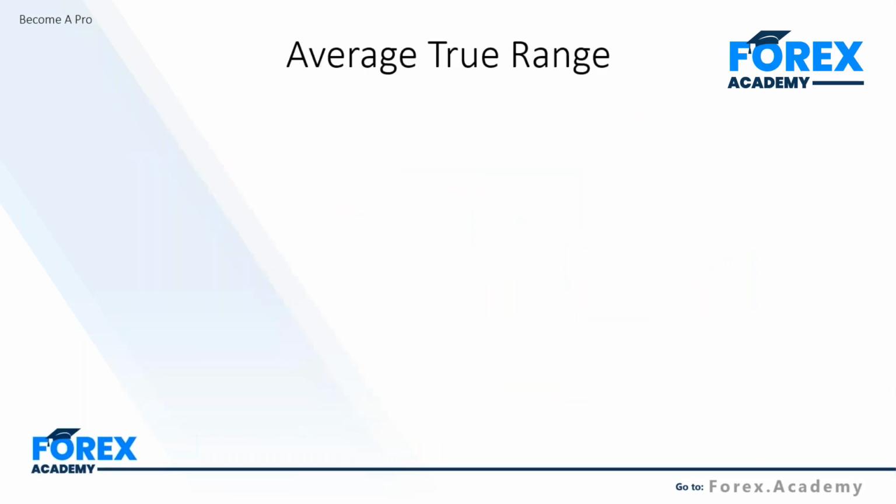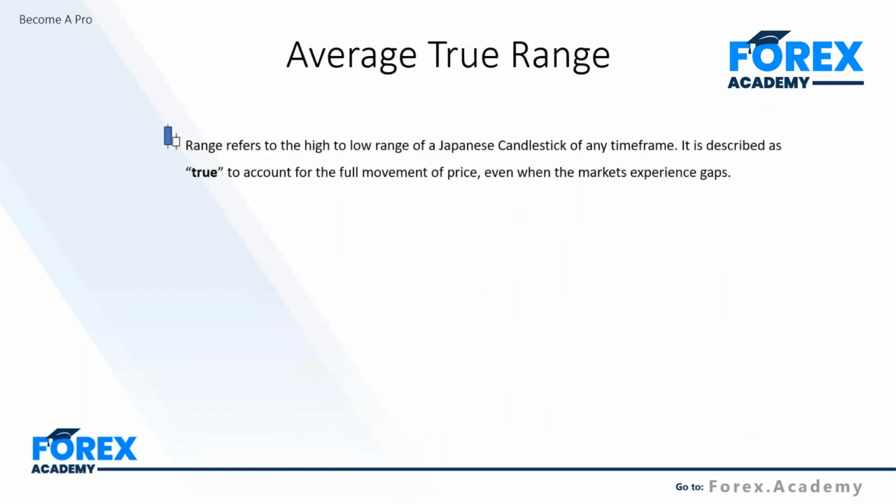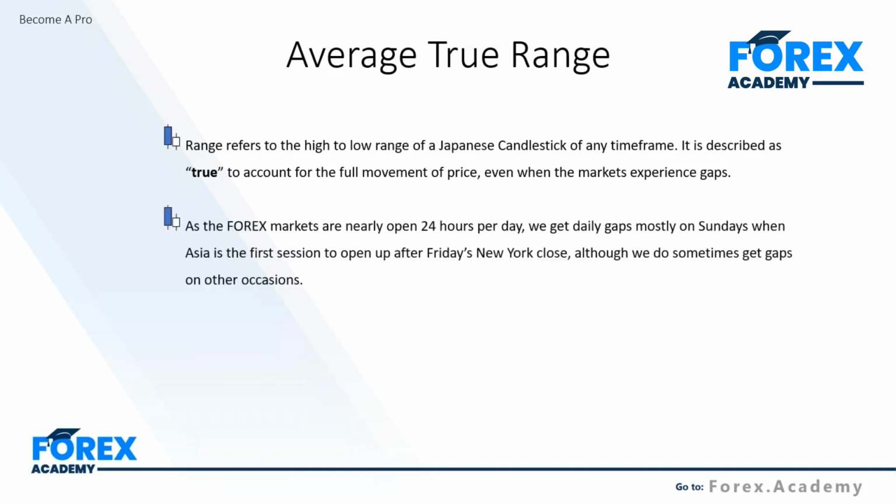So let's move on then to discussing average true range. Range refers to the high to low range of a Japanese candlestick of any time frame. Okay, it is described as true to account for the full movement of price, even when the market experiences gaps. Okay, so the full movement of price. As the Forex markets are nearly open 24 hours per day, we get daily gaps mostly on Sundays, when Asia is the first session to open after Friday New York's close. Although we do sometimes get gaps on other occasions.